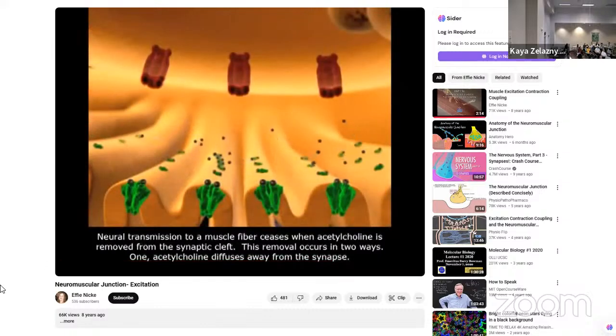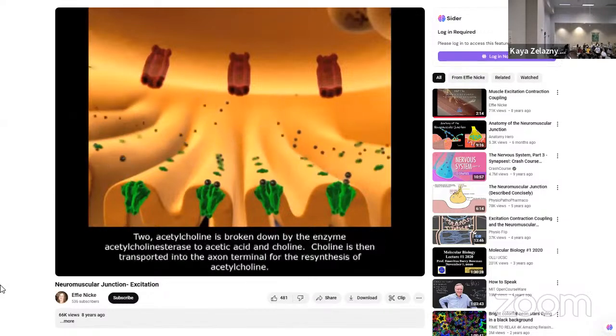Neurotransmission to a muscle fiber ceases when acetylcholine is removed from the synaptic cleft. This removal occurs in 2 ways. 1. Acetylcholine diffuses away from the synapse. 2. Acetylcholine is broken down by the enzyme acetylcholinesterase to acetic acid and choline. Choline is then transported into the axon terminal for the resynthesis of acetylcholine.